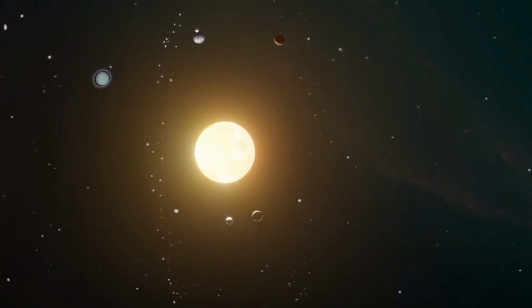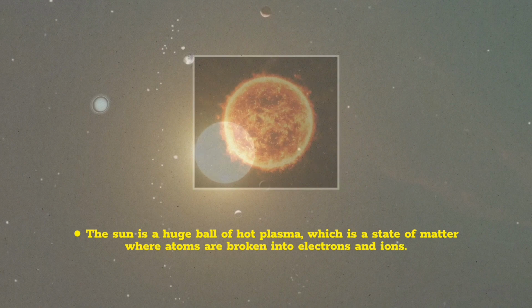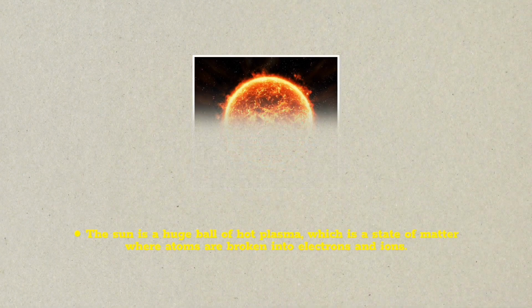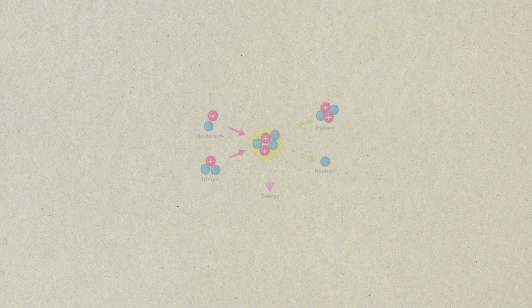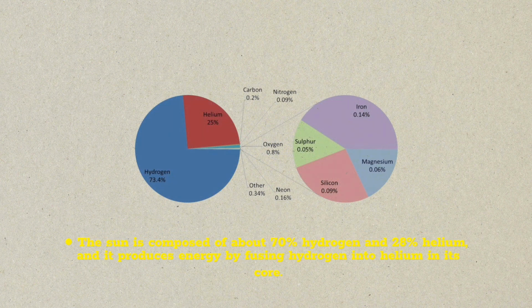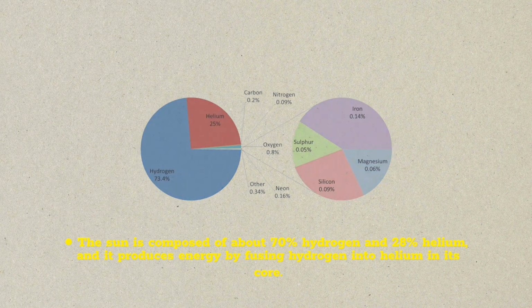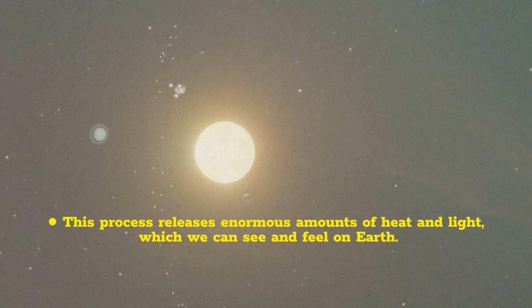Let's get started. The Sun is a huge ball of hot plasma, which is a state of matter where atoms are broken into electrons and ions. The Sun is composed of about 70% hydrogen and 28% helium, and it produces energy by fusing hydrogen into helium in its core. This process releases enormous amounts of heat and light, which we can see and feel on Earth.